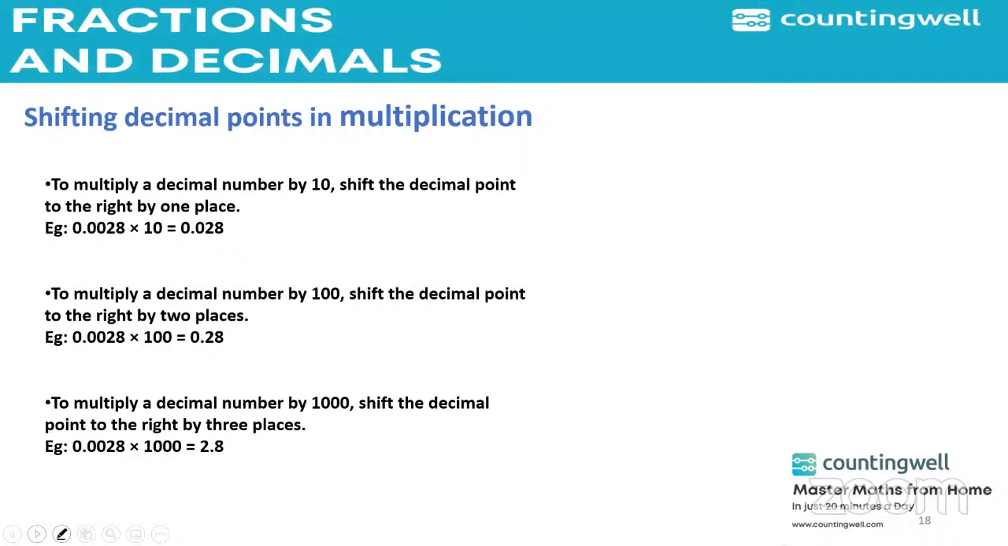Let us see shifting decimal points in multiplication. To multiply a decimal number by 10, shift the decimal to the right by one place. To multiply a decimal number by 100, shift by 2 places. To multiply by 1000, shift by 3 places. So here multiplying by 10, we have shifted the decimal point to the right by one place. So we'll put the decimal point here. Here we have to shift by 2 places. So we have 0.28, and here by 3 places. So we have 2.8.